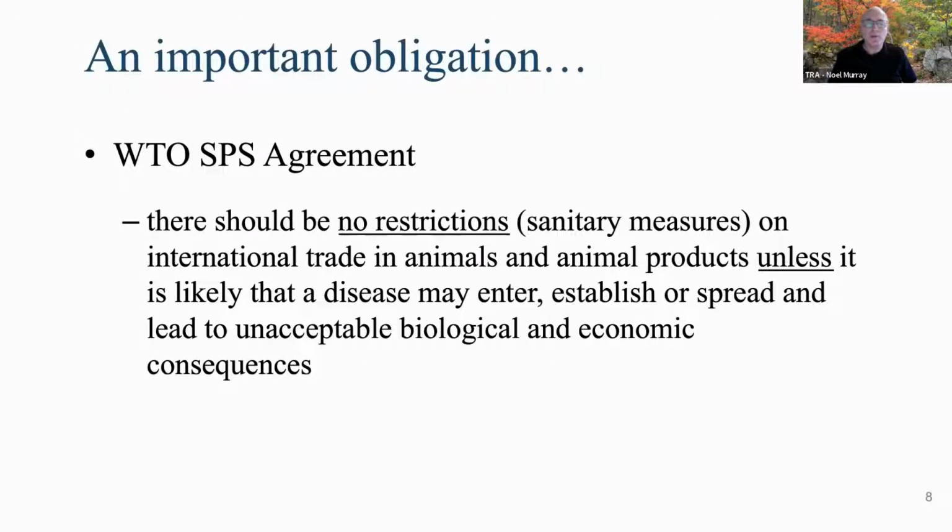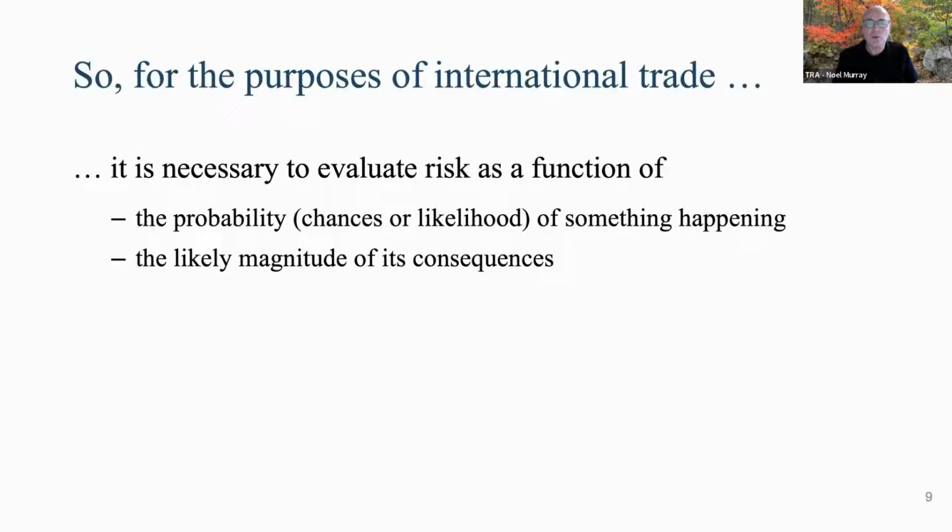So an important obligation under the SPS agreement is that there should be no restrictions or sanitary measures on international trade in animals and animal products, unless there's a legitimate reason that a disease may enter, establish, or spread and lead to unacceptable consequences, whether they be biological or economic. So for the purpose of international trade, it's essential to evaluate risk as a function of both the probability of something happening and the likely magnitude of its consequences, not perception.